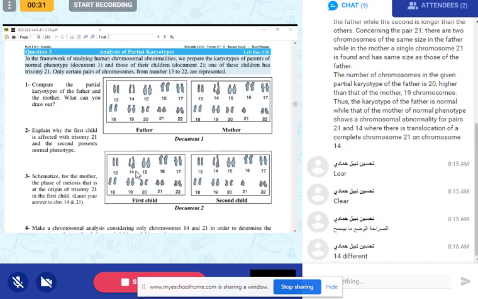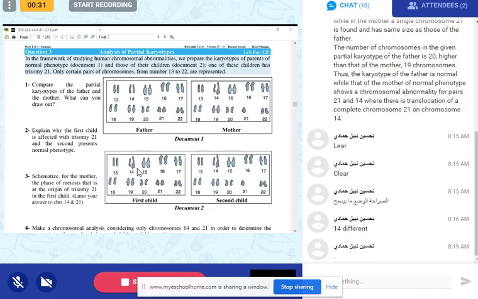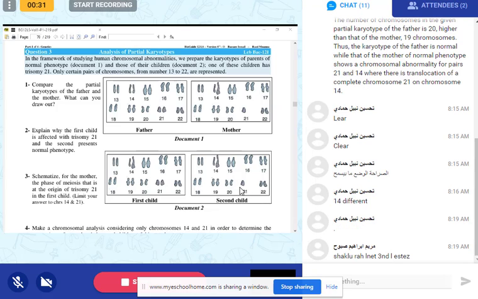14 is different in both. But the problem in the first one, in addition to the long 14, he has two 21s. So that's why now they are three 21s. So this is why they are, let's say, trisomy 21. While for the second child, one 21 and one long 14. So like he has two 21s, he's like his mother.